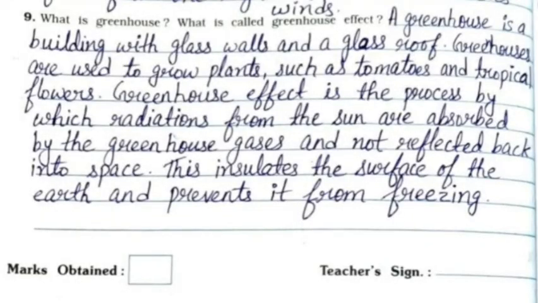Ninth one, what is greenhouse? What is called greenhouse effect? A greenhouse is a building with glass walls and a glass roof. Greenhouses are used to grow plants such as tomatoes and tropical flowers. Greenhouse effect is the process by which radiations from the sun are absorbed by the greenhouse gases and not reflected back into space. This insulates the surface of the earth and prevents it from freezing.